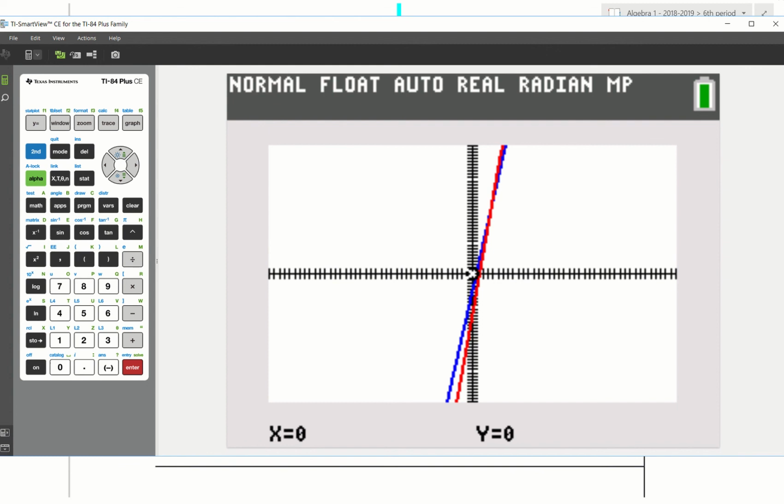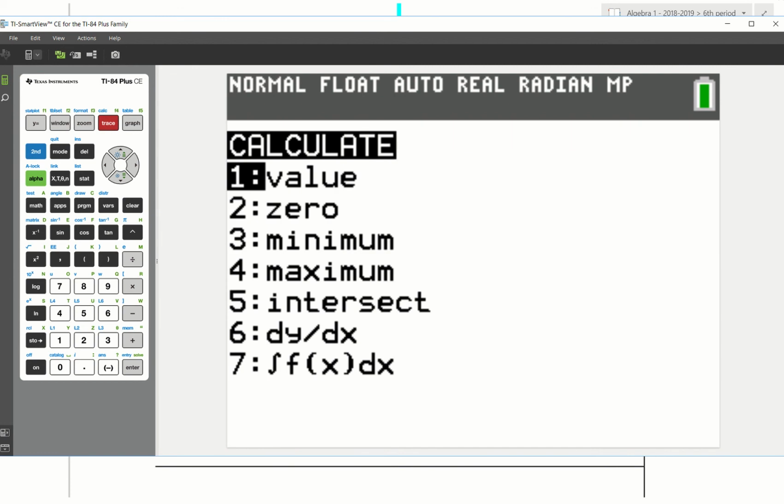So if you'll follow me, let's press second and trace. Okay, you should come up to a screen that looks like this. What are we looking for? What does touch mean? Intersect. So press the number 5. Don't scroll down to 5. Press 5.